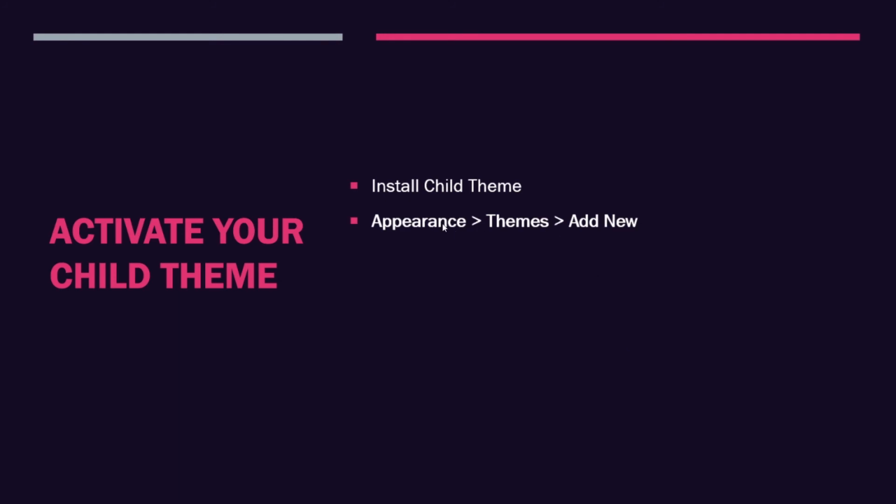You do that, you go into Appearance, Themes, Add New, and then activate the child theme. We've essentially completed the first two, so we just need to go and complete the second. So let's jump in and see how we do it.